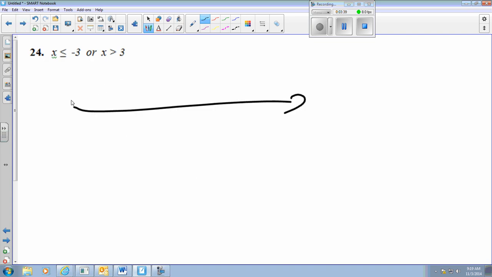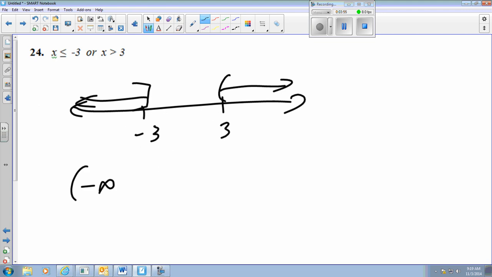On this one, it's an or statement. Here's a -3. x is less than or equal to -3, so it's a bracket going to the left. Here's my 3. x is greater than 3, so it's a parenthesis going that way. Since it's an or statement, it only has to be true of one, so I'm going to say from negative infinity to -3 is true, union 3 to infinity is true.